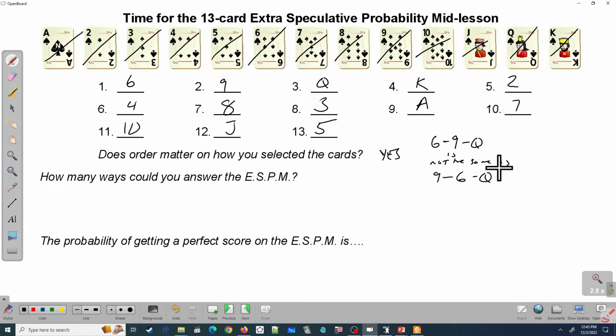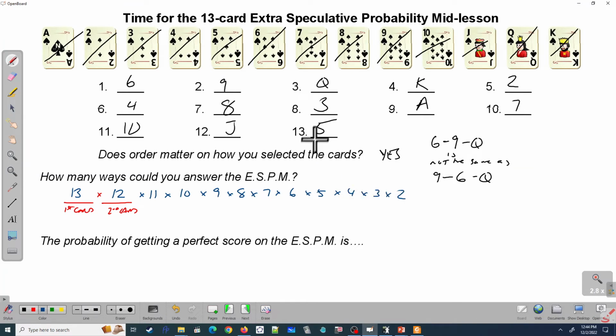So, how many ways could I have answered the ESPM? Well, let's just think about how many ways I could have answered the first question, the first card. So here's the first card. Well, I had all 13 options. And if I do the second card, I could have had 12 options. And I could keep doing this down the line. I could keep going times 11, times 10, times 9, times 8, times 7, times 6, times 5, times 4, times 3, times 2. And when I got to the last card, there was only one option left at that point.